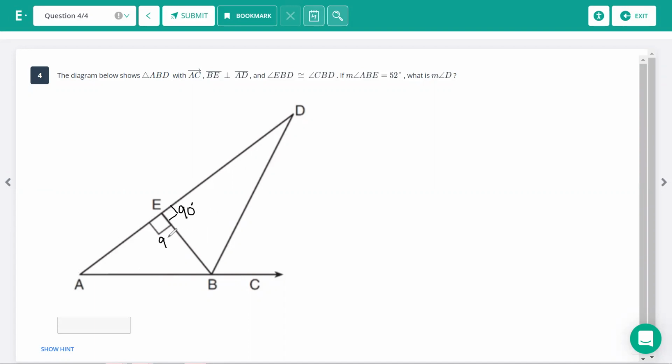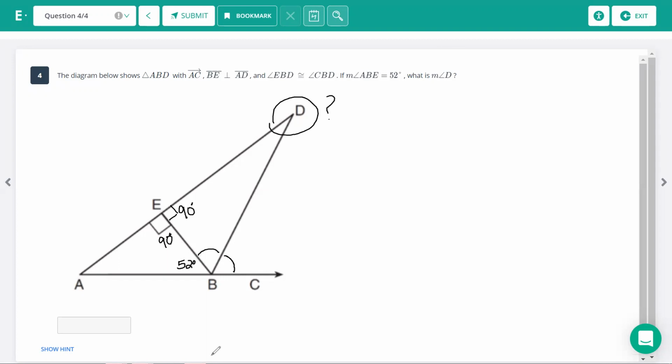Okay, so let's remind us of those. And the angle EBD is congruent to the angle CBD. Okay, so those two angle measures need to be exactly the same. And we know that the angle ABE is 52 degrees. We are trying to solve for this angle measure right here.